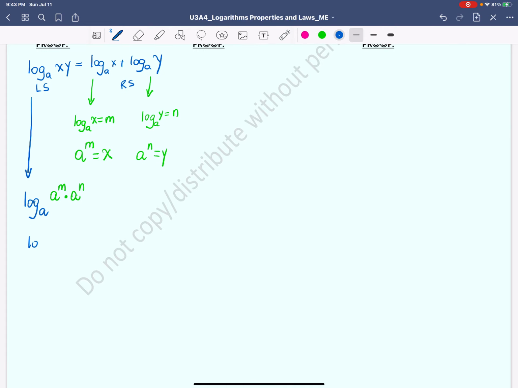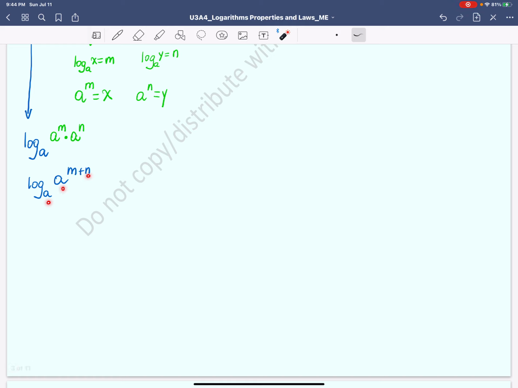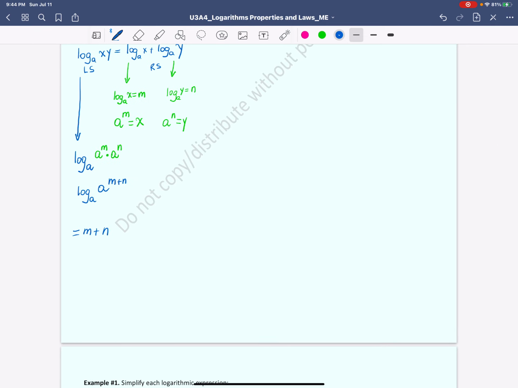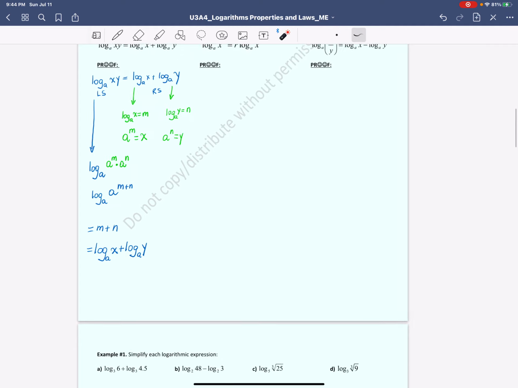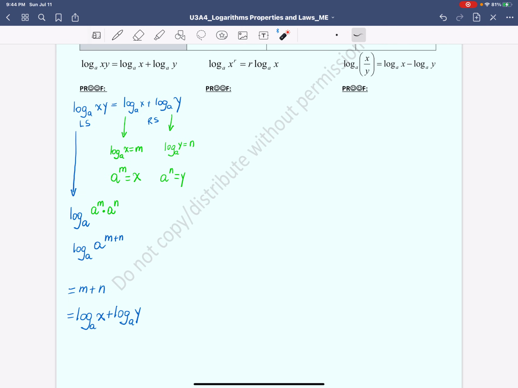This is multiplication of two exponential numbers with the same base, so I can bring these two terms together to make log with base a of a to the power m plus n. So we have arrived at one of the log properties, log with base a of a to the power m plus n. These two simplify, the answer is m plus n. And now recall that m is nothing but log with base a of x, and n is nothing but log with base a of y. So we'll say that log with base a of xy equals log with base a of x plus log with base a of y.